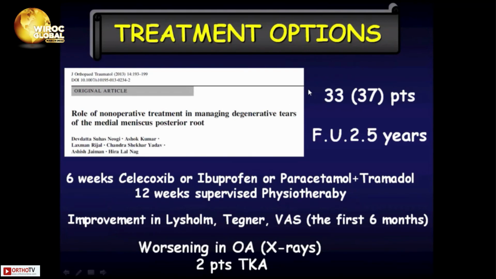From this study, in only 33 patients with a short follow-up, only 2.5 years, 6 weeks of celecoxib or ibuprofen or paracetamol with tramadol, and 12 weeks of supervised physiotherapy, they had improvement in Lysholm score, in Tegner score, in VAS score in the first 6 months, but at 2.5 years, they had worsening in osteoarthritis as seen from the X-rays, and 2 patients in 2 years came for a total knee replacement.